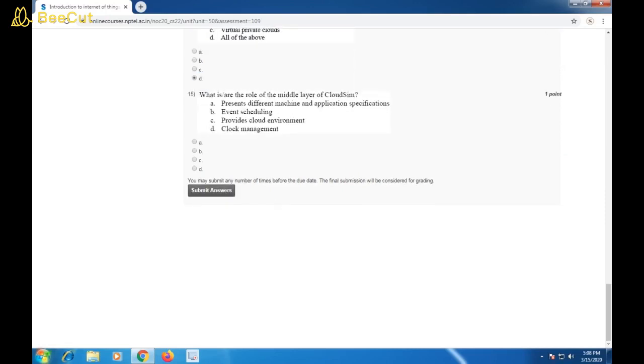What is the role of the middle layer of CloudSim? The answer for this is C. It provides the cloud environment. Providing the cloud environment is the role of the middle layer of CloudSim. So guys, we have got all the answers for all 15 questions.